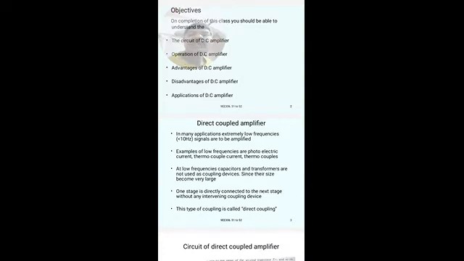So what is a direct coupled amplifier? In a multi-stage amplifier, if one stage is directly connected to the next stage without any coupling device, it is known as a direct coupled amplifier. That is, if the output of one stage is connected directly to the input of the next stage without any coupling devices, the amplifier is known as a direct coupled amplifier.